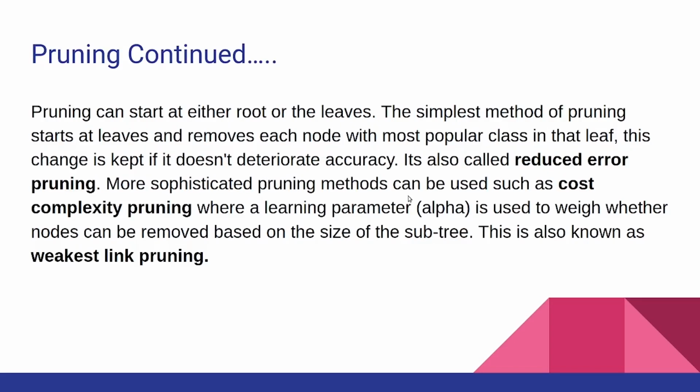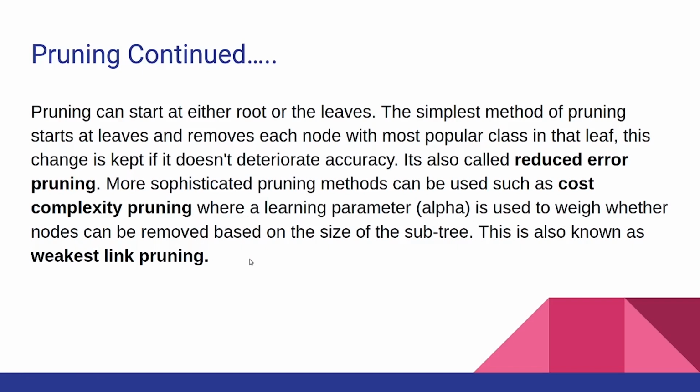Pruning continued. Pruning can start at either roots or the leaves. The simplest method of pruning starts at the leaves and removes each node with the most popular class in that leaf. This change is kept if it doesn't deteriorate accuracy. It is also called reduced error pruning. More sophisticated pruning methods can be used, such as cost complexity pruning, where a learning parameter alpha is used to weigh whether nodes can be removed based on the size of the subtree. This is known as weakest link pruning. So you can search more on cost complexity pruning later.